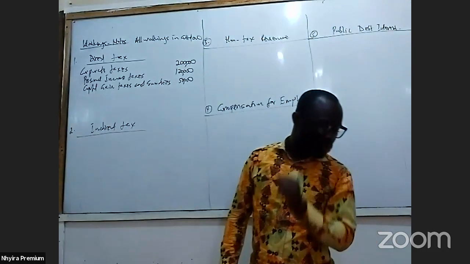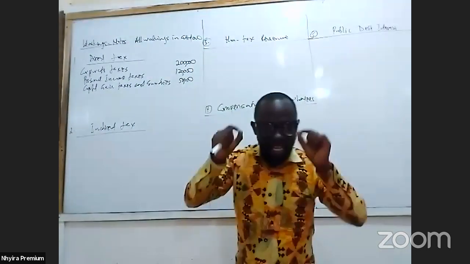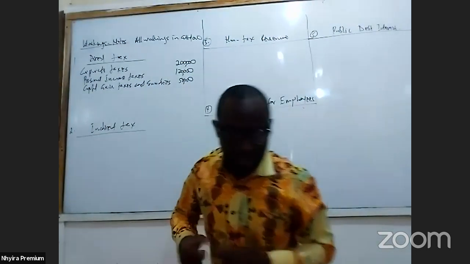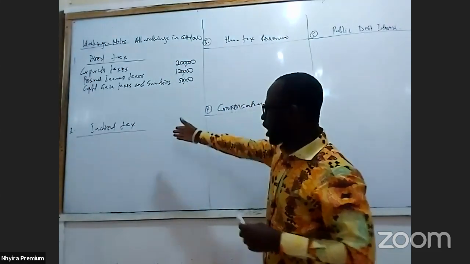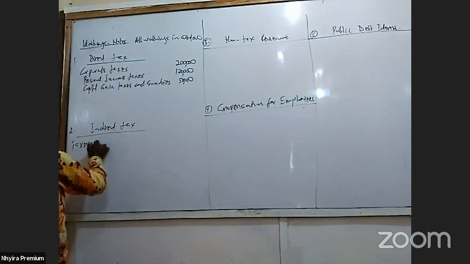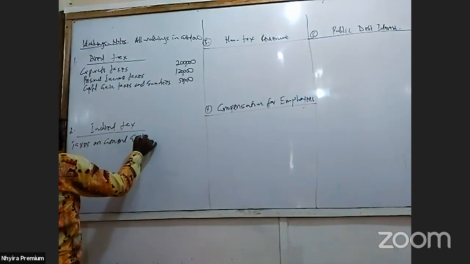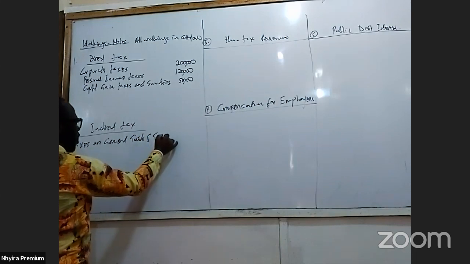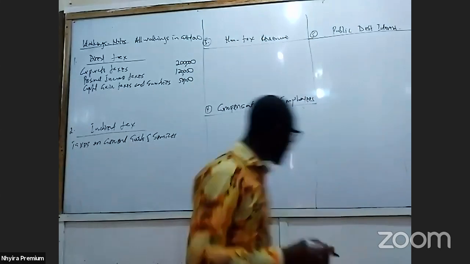Taxes on general goods and services. Definitely, this is going to be an indirect tax. So we come there. Taxes on general goods and services, and that is going to be 180,000.